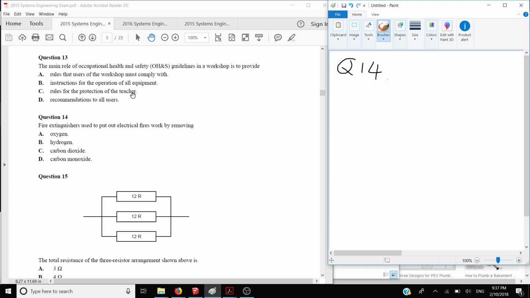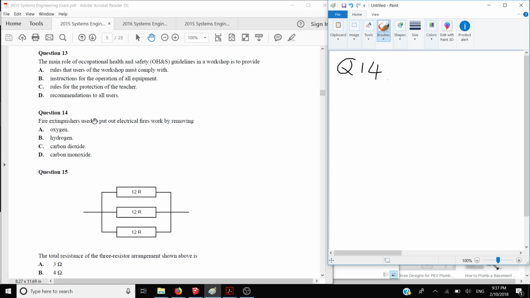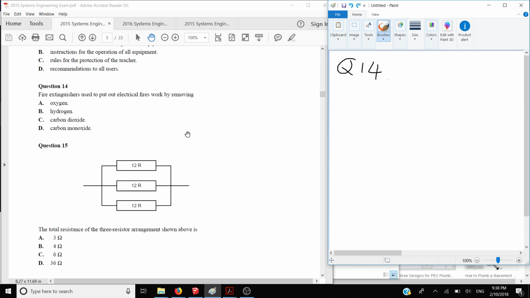Question 14. Fire extinguishers used to put out electrical fires work by removing, all right, what's a fire need? Oxygen. Do all fires need oxygen? Tick. Do all fires need hydrogen? No. Do all fires need carbon dioxide? No. Do all fires need carbon monoxide? No. The answer is A. All fires need oxygen. Therefore, the fire extinguishers must work by removing oxygen.